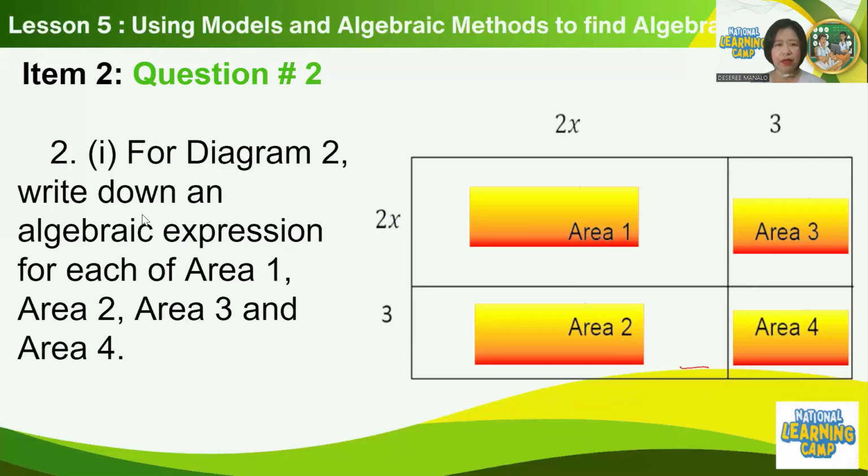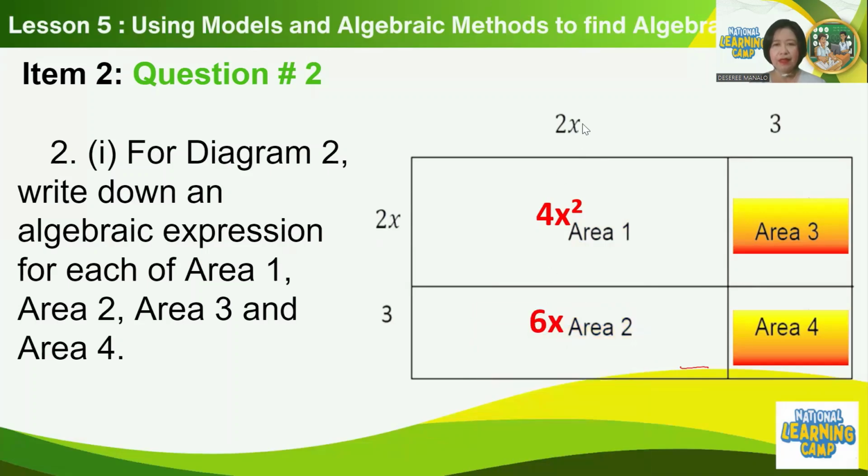Item 2, question number 2. For diagram 2, write down an algebraic expression for each of area 1, area 2, area 3, and area 4. So, for area 1, we have the answer 4x squared. It's just 2x times 2x, 4x squared. For area 2, 2x times 3, we have 6x. For area 3, it means 3 times 2x, we have 6x. And then for area 4, we have 9. It means 3 times 3 equals 9.